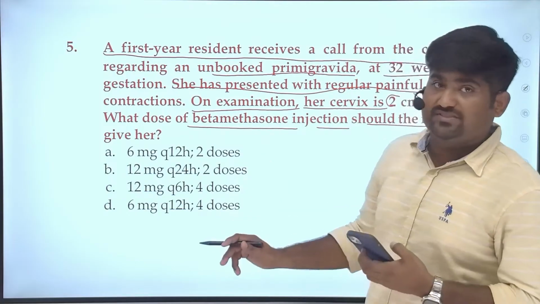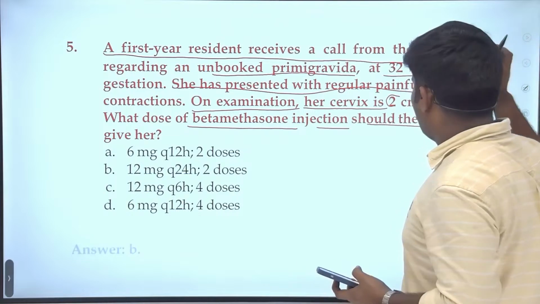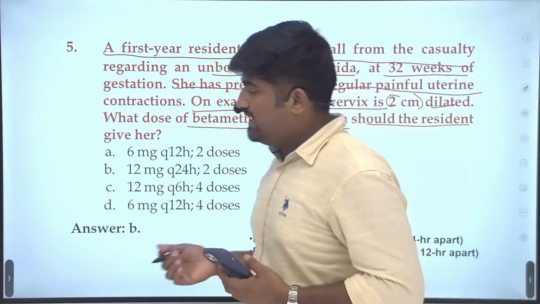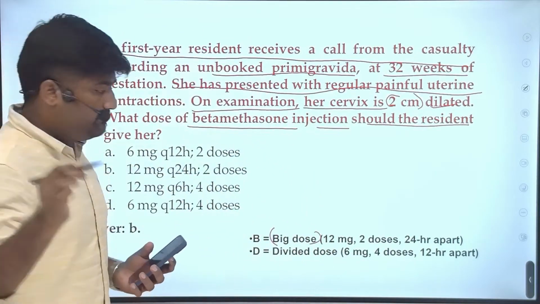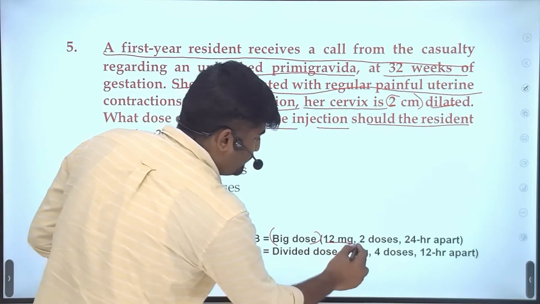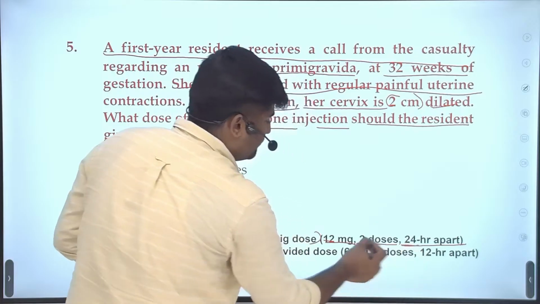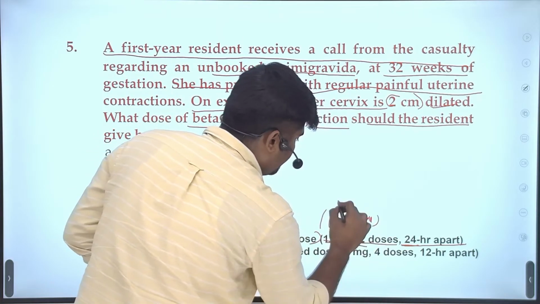See, B comes bigger. Okay, I will give you the clue. Some students will not be able to identify. It is there on the screen, you can see. Big dose betamethasone: 12 mg, 2 doses, 24 hours apart. 12 twos are 24. Like that you remember betamethasone.